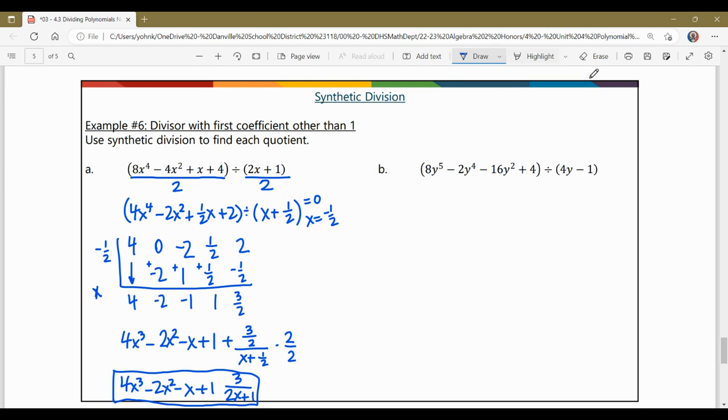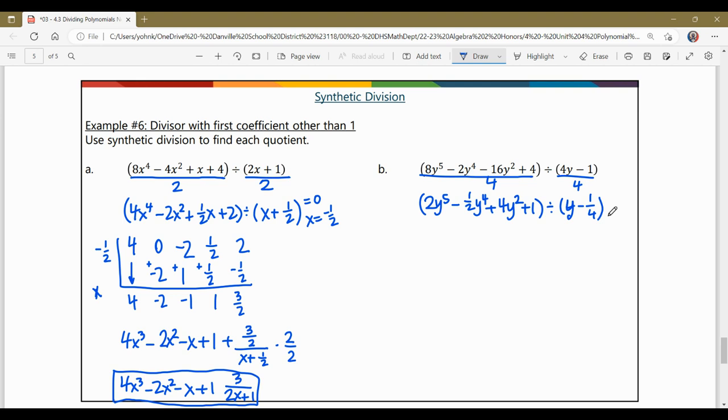All right, let's look at letter B. Well, we've got a 4 in front here, so that means we need to divide everything by 4. So that leaves me with 2y to the fifth minus 1/2 y to the fourth plus 4y squared plus 1. And we're dividing that by y minus 1/4.